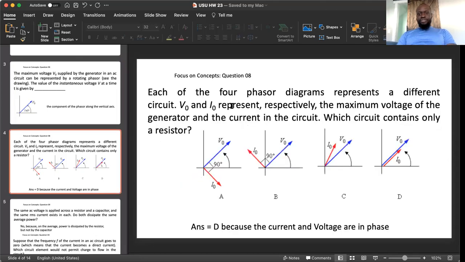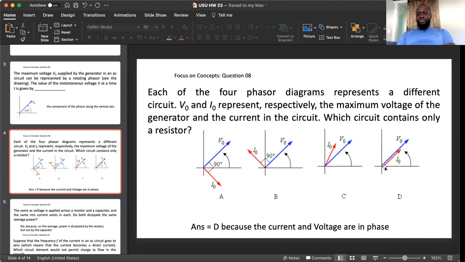So here we have 4 phasor diagrams, each of these represents a different circuit. V0 and I0 represent respectively the maximum voltage and the maximum current in the circuit. Which one is only a resistor? So for an inductor, we know that current lags behind voltage. Then for a capacitor, current is ahead of voltage.